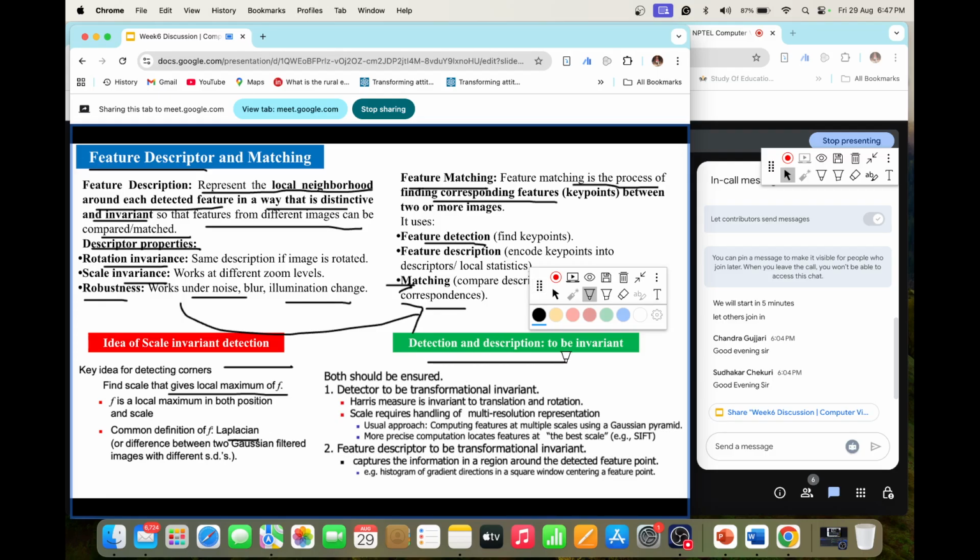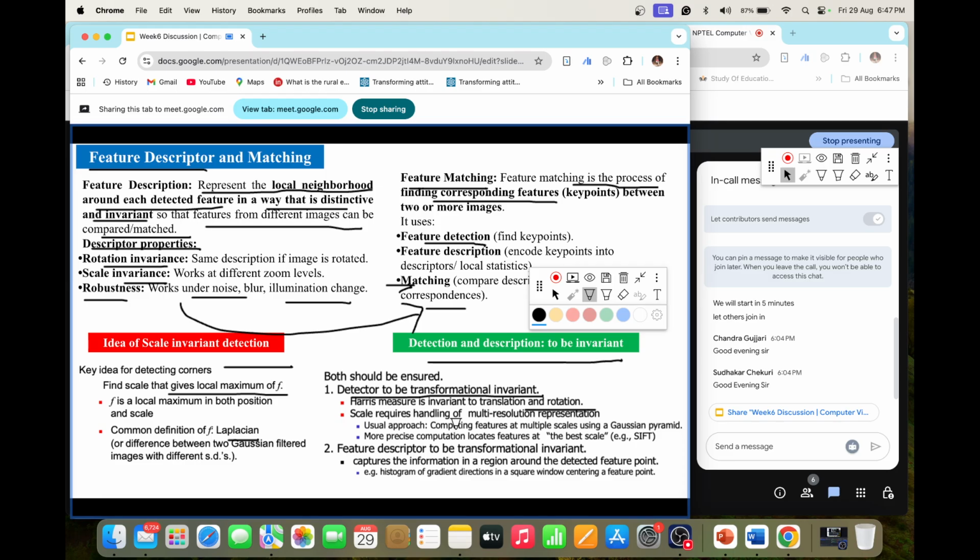Detection and description both should be invariant. How can we ensure the detector is transformation invariant? The Harris measure is invariant to translation and rotation. So with the Harris operator only, the detector is invariant to translation as well as rotation, but we are missing scale, because these three things should be invariant: translation, rotation, as well as scale. With the Harris operator only, it is invariant to translation and rotation, but not scale.